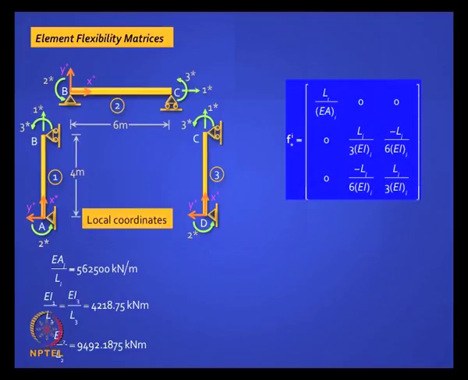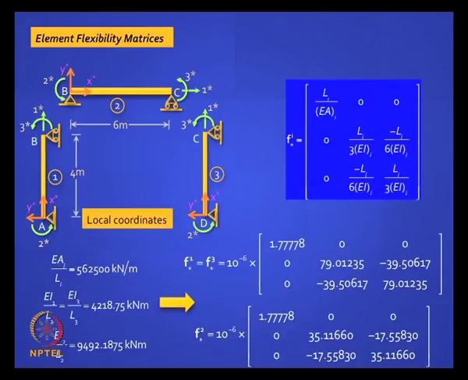I first generate my element flexibility matrices. I have taken them all to have this format. It should be L by EA, okay, and all these values are known. You can generate the flexibilities. What do you do next?